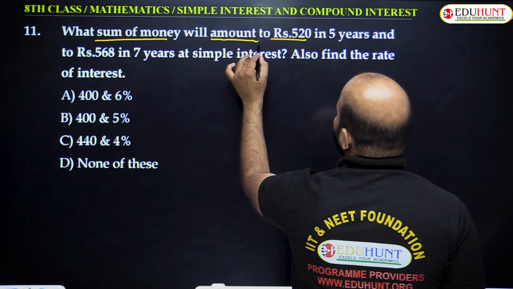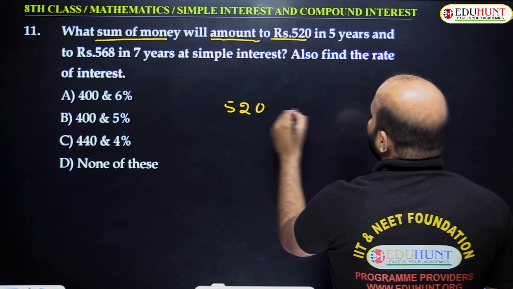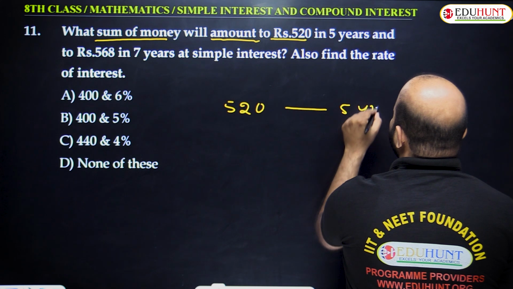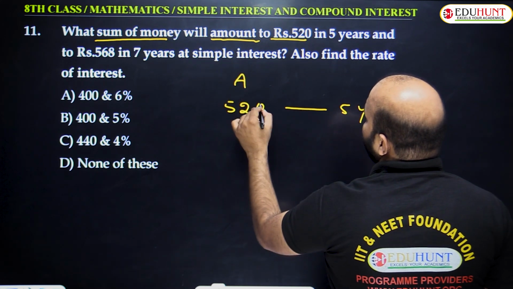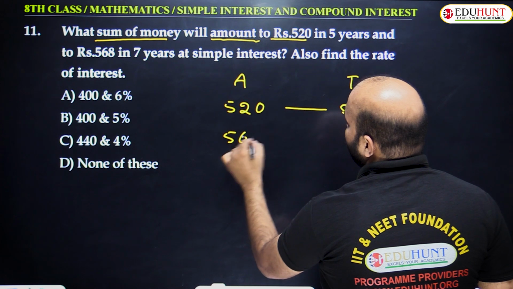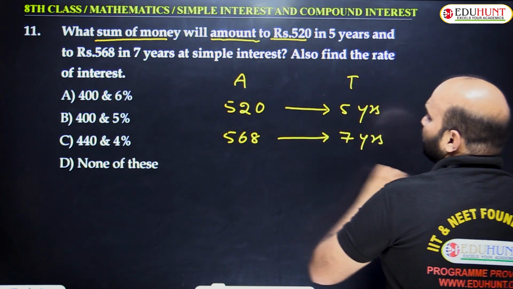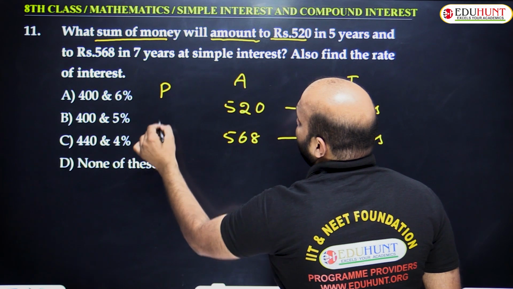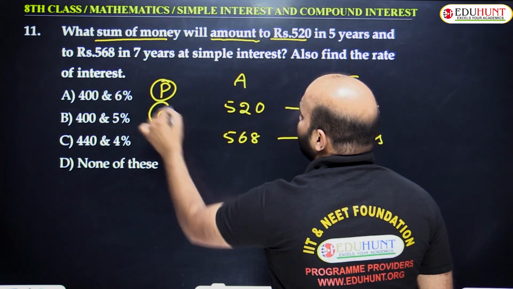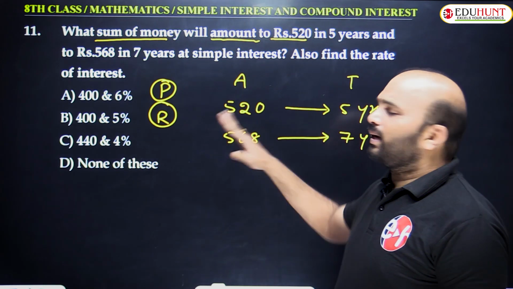This will amount to 520 rupees in 5 years. So this is the amount, am I clear? So 5 years is the time, and also given is the amount 568 rupees in 7 years. But the question I am asking, principal and rate of interest, these two are unknown values, you don't know these two values. Finally we have to find P and R.